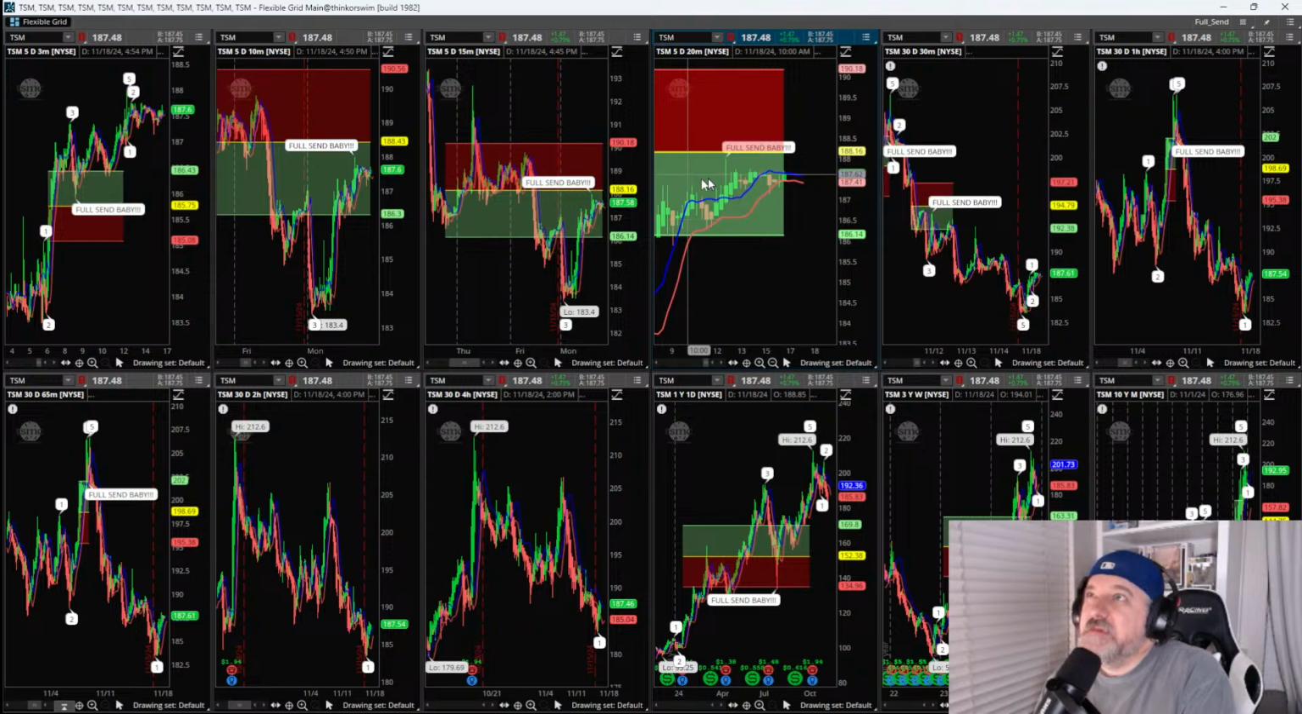These smaller time frames don't really carry enough weight for me to call out plays on them, because the move itself is going to be smaller.